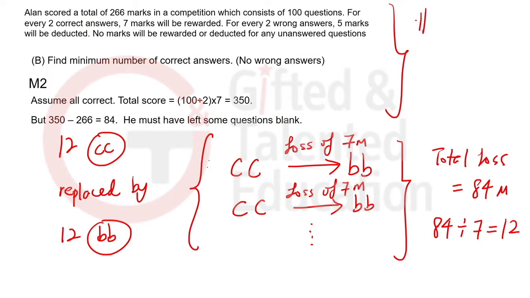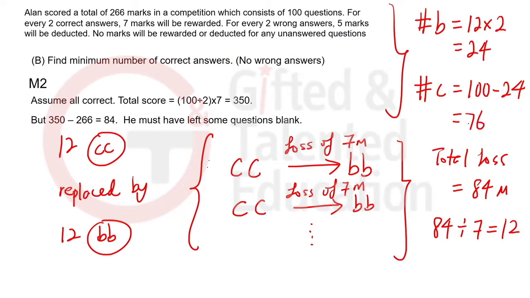Therefore, the number of blank or unanswered questions is equal to 12 times 2, giving us 24. Hence, the number of questions answered correctly is equal to 100 minus 24, giving us 76. Therefore, the answer to part B is equal to 76.